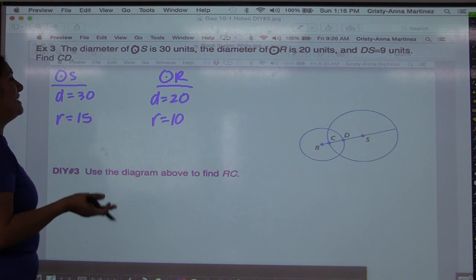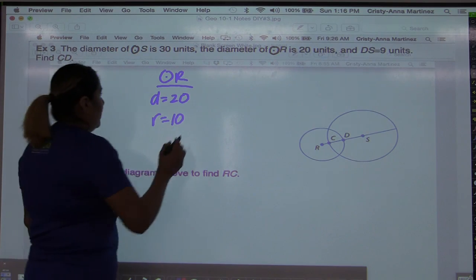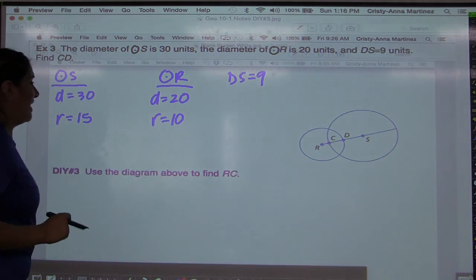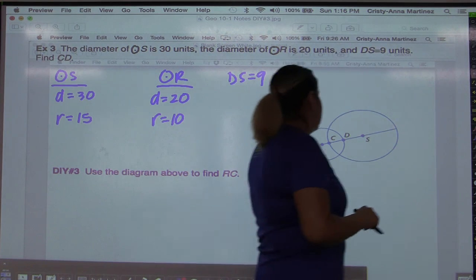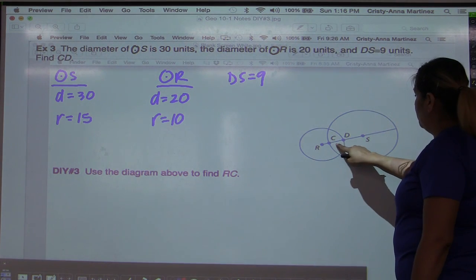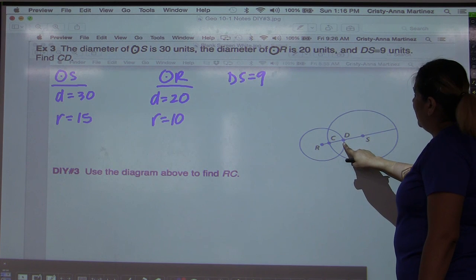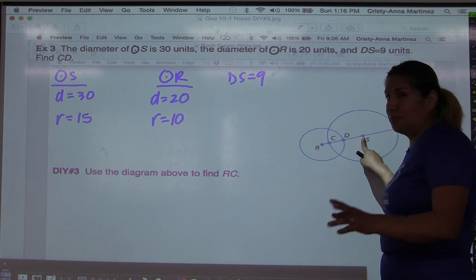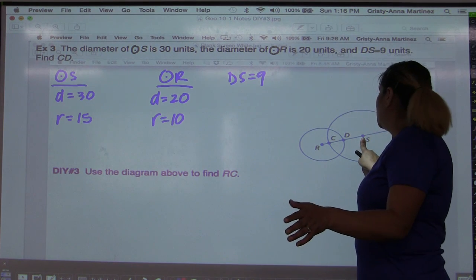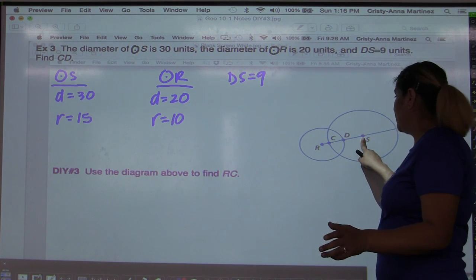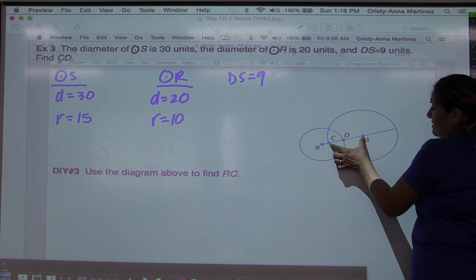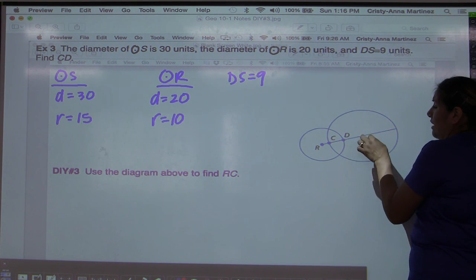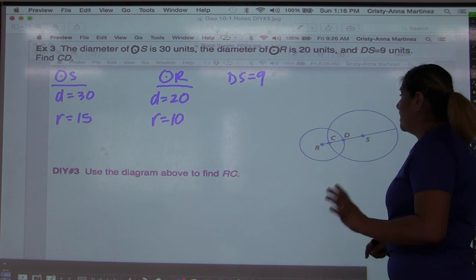And in addition, they're telling me that DS equals 9. So in addition, we know that DS equals 9, and they want us to find CD. So here is point C and point D. So what we know is that the segment that goes from C to S, and this is going back several chapters ago, to the segment addition postulate, which basically says that if one segment is split into two different pieces, if I add those two pieces together, it should equal the whole. That's the segment addition postulate.